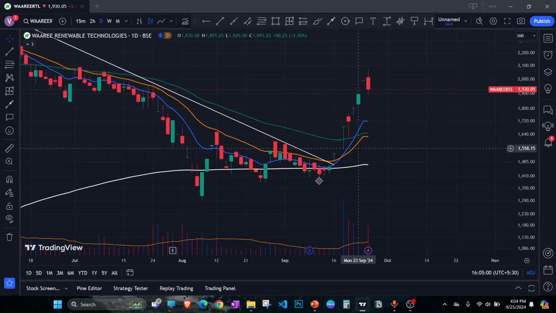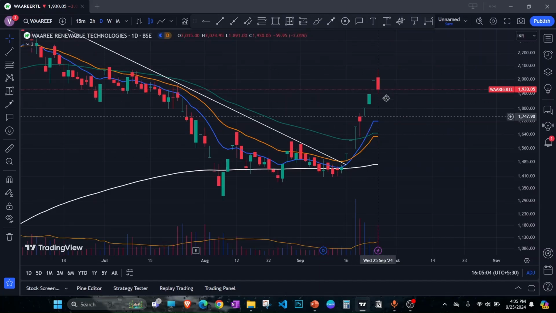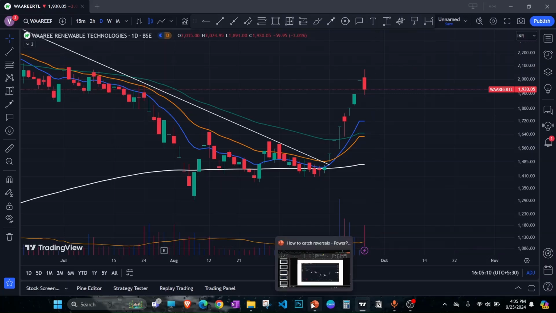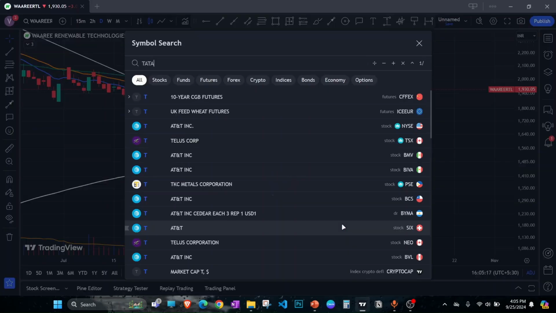So again, the problem here is that it is a kind of a circuit stock, but you get a 30% kind of a move in just 4-5 days. What else do you need, right? So you are looking for this kind of a mismatch move. Plus, luck is also required here, right? So another example, Tata Technologies.